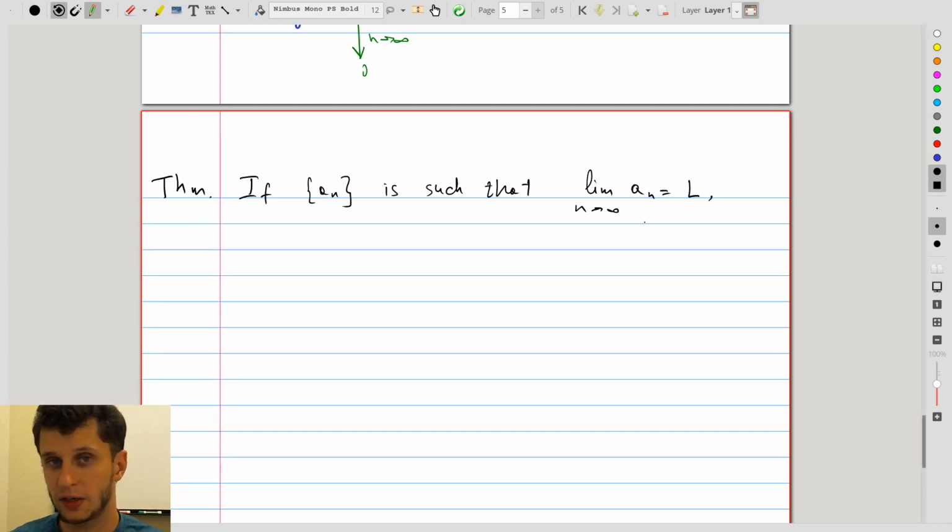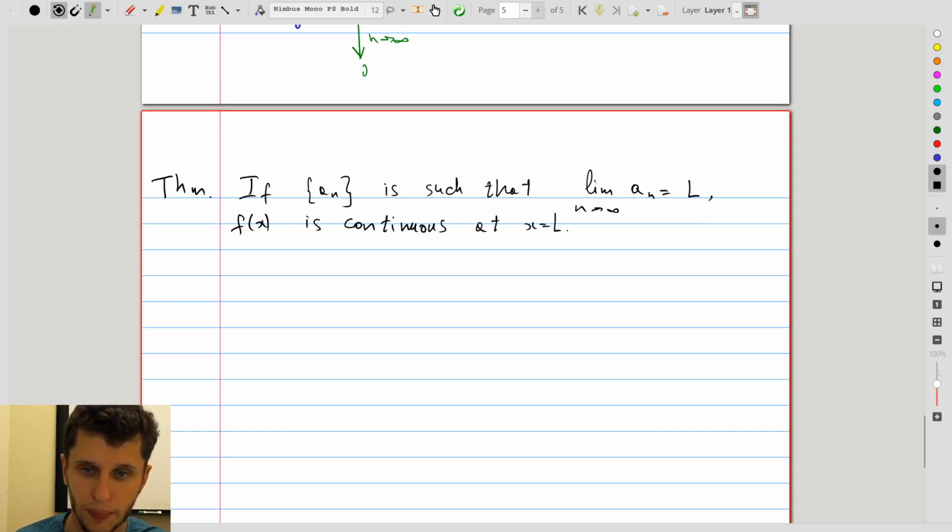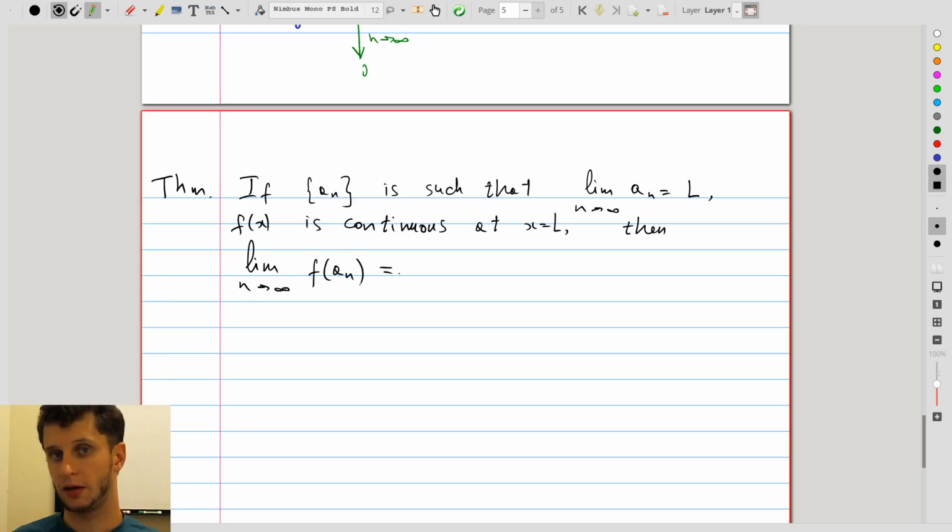And so if in addition to this sequence we have a function which is continuous at this very value, L, then you can compose the function with the sequence, obtaining that the limit when n goes to infinity of f of a_n is, and here comes the interesting part, if you have a continuous function, specifically a function continuous at the limit of the sequence, you can interchange the function with the limit. Important here that the function is continuous.